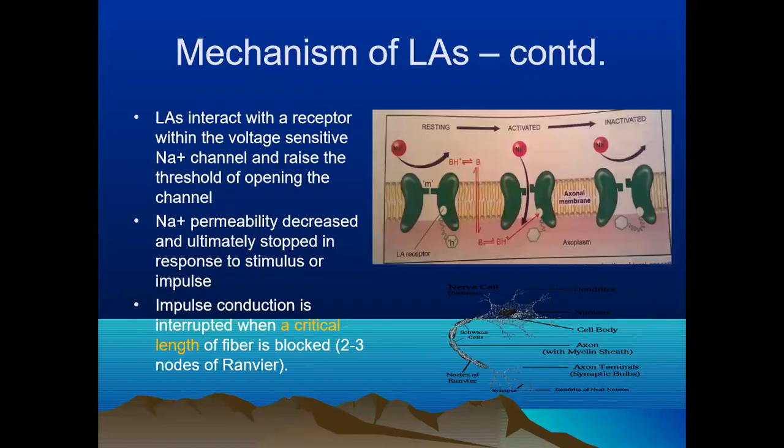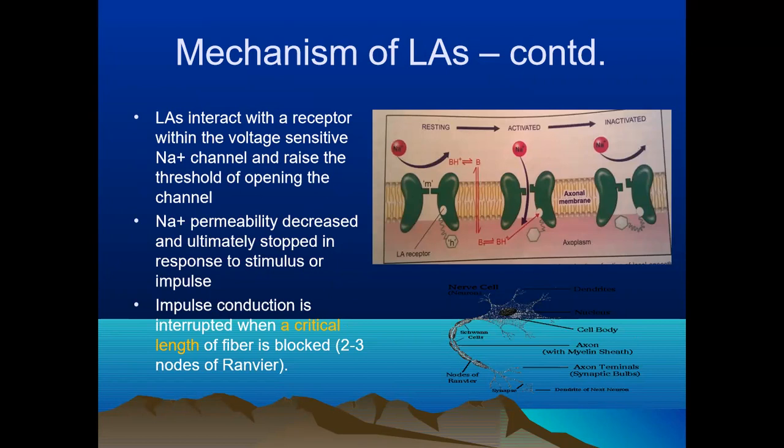Local anesthetics interact with receptors within the voltage-sensitive sodium channel and raise the threshold, and sodium permeability decreases, ultimately stopping the response to stimulus or impulses. Impulse conduction is interrupted when a critical length of fiber is blocked, about 2 to 5 nodes of Ranvier.